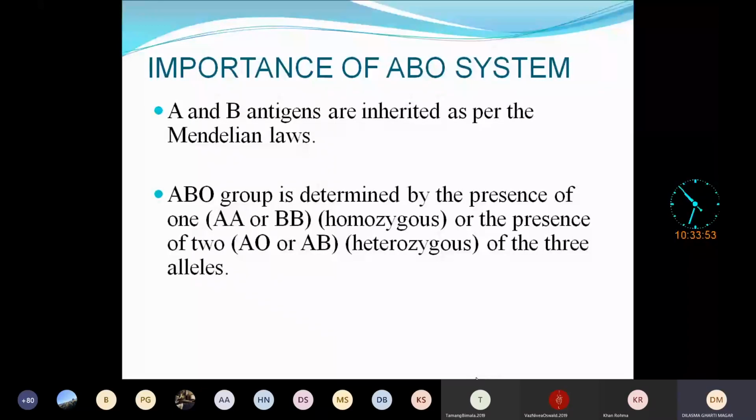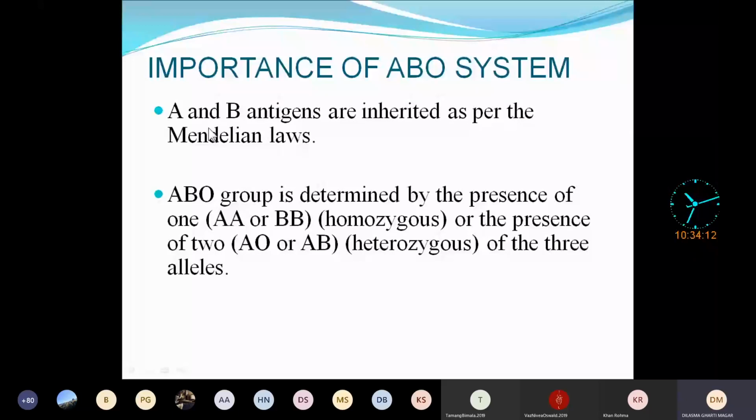It started with the P, isn't it? That P plant, I think so. I'm not sure, but you can confirm. So according to the Mendelian laws, these traits will go half to the kids, the offspring and all. Here also the same system is there. So the A and the B antigens are inherited as per the Mendelian law.